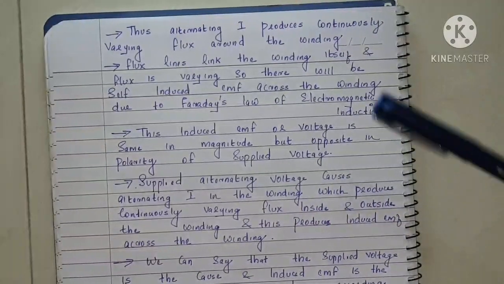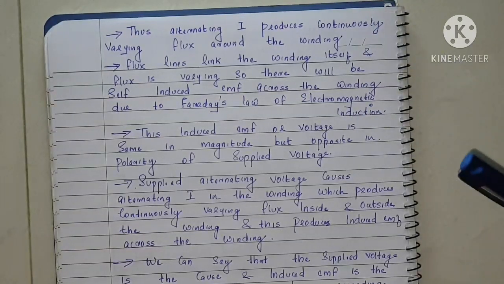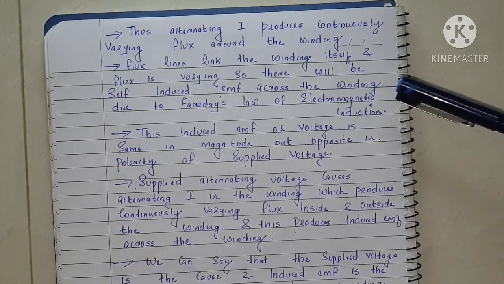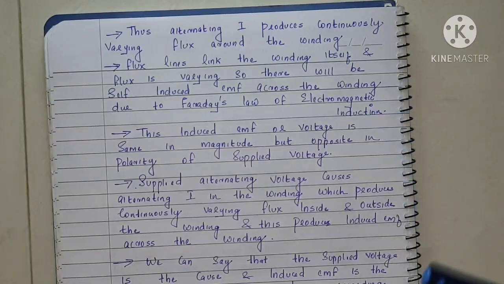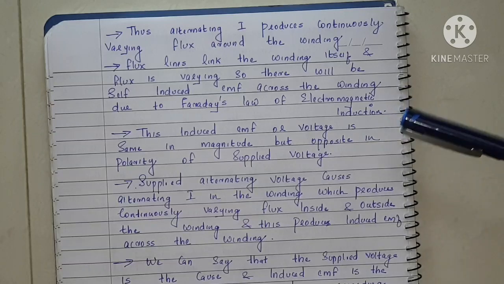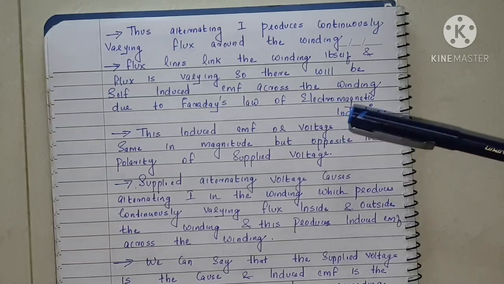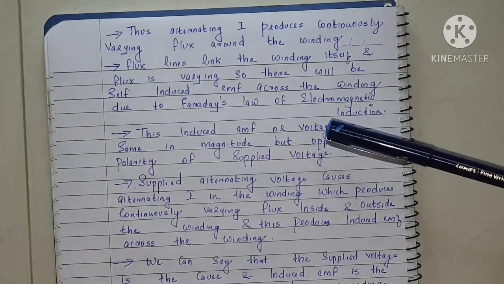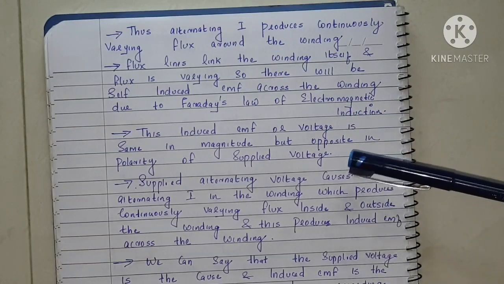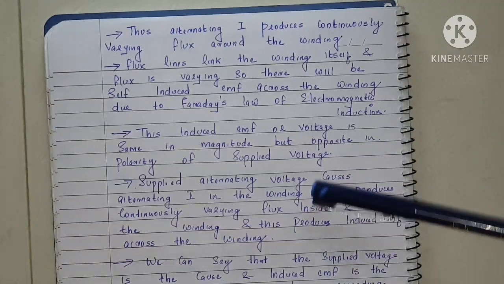Thus, the alternating current produces continuously varying flux around the winding, and the flux lines link the winding itself. Since the flux is varying, according to Faraday's law of electromagnetic induction, this varying flux produces a self-induced EMF. That is, there will be a self-induced EMF across the winding due to Faraday's law. This induced EMF or voltage is the same in magnitude but opposite in polarity to the supplied voltage.